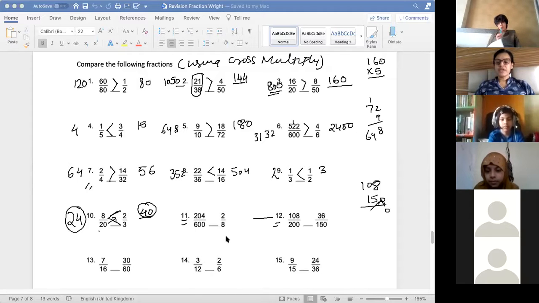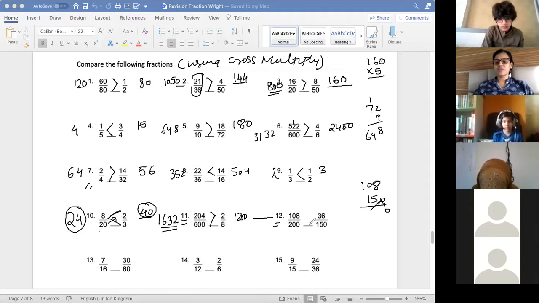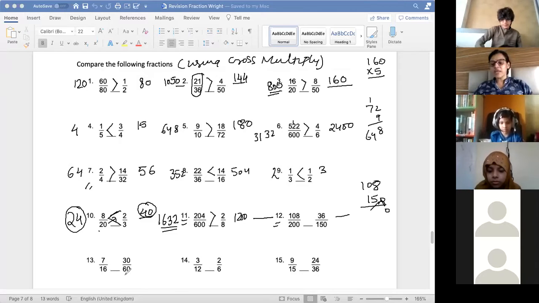600 multiplied by 2 equals 1200, and 8 multiplied by 204 equals 1632. So the answer is 204 and 600. So which one is greater? 204 by 600. Aisha Kazi, pay attention. You have to cross multiply and write the answer near the numerator. Yes, Abdullah. Next one, next answer, Rashda, be ready.